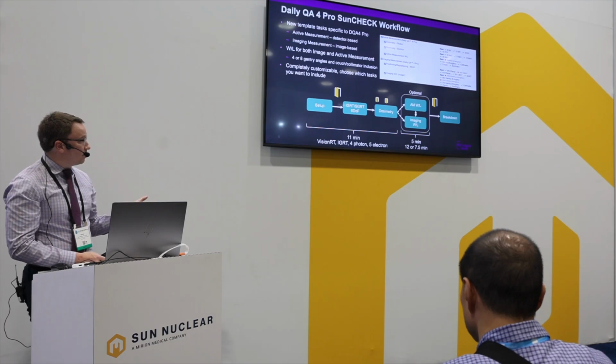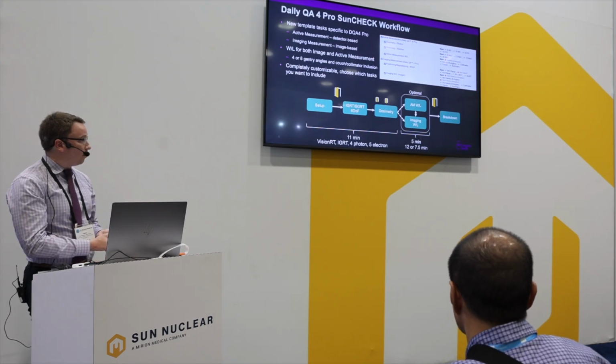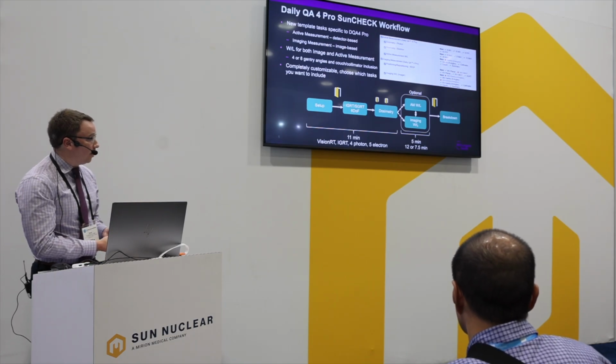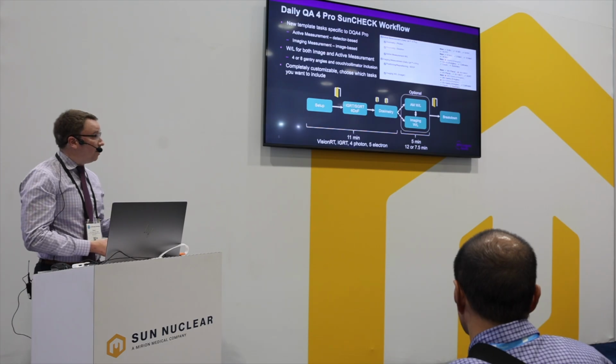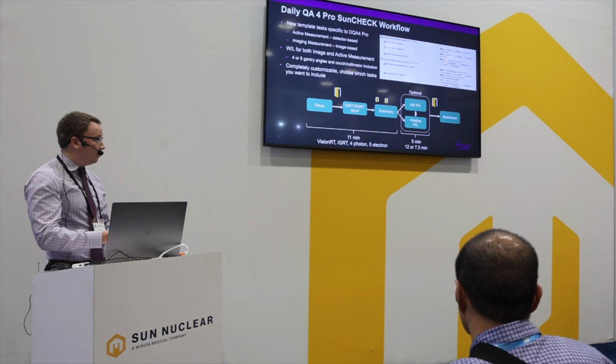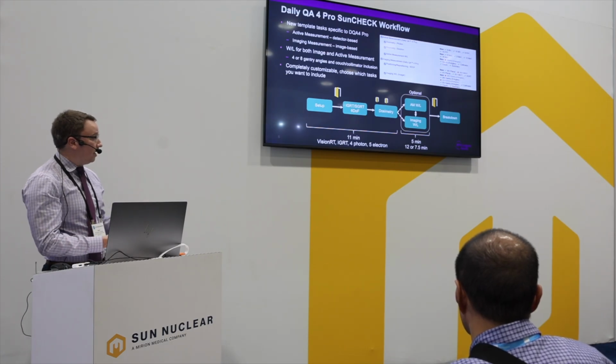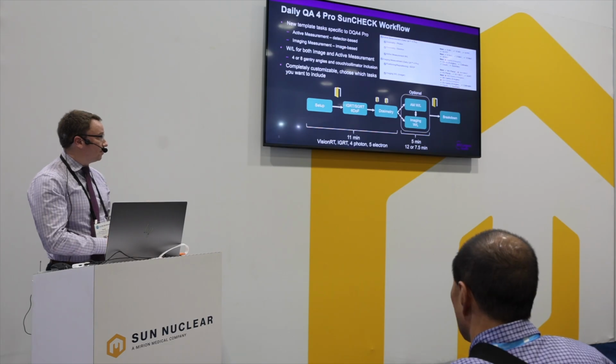And so doing this, we were able to test our Vision RT, our IGRT, 4 photons and 5 electrons in 11 minutes, which is about 5 minutes faster than when we're swapping all the different phantoms. Without the electrons, it goes much, much faster.